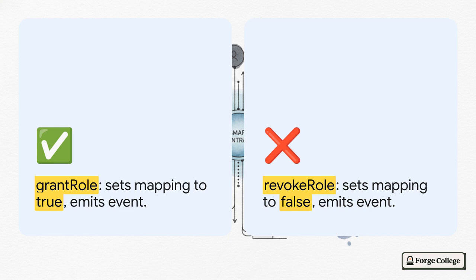Emitting an event is basically the smart contract printing a permanent auditable receipt log right on the blockchain. This is absolutely crucial because it allows off-chain tooling, dashboards, and automated testing suites to see exactly who got power and who had it taken away, without having to manually dig through the contract's entire storage history.